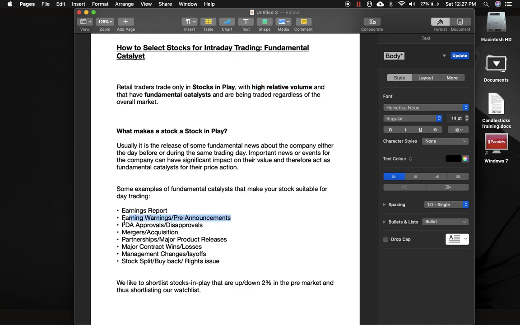So, we will like to select those stocks and keep them in our watch list. Number two, earning warnings and pre-announcements. So a lot of brokerages want to give their forecasts, their estimates, and they want to give some warnings. So when such coverage is done by the big brokers, you also want to keep those stocks in your watch list because that will have a significant impact.